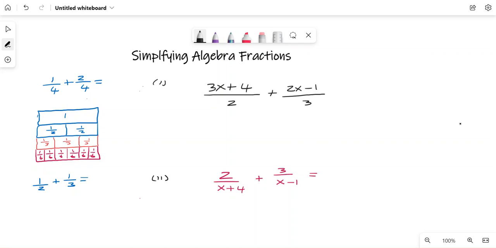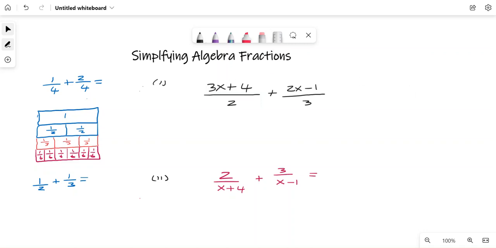Okay, so in this lesson we are going to look at simplifying algebra fractions. Algebra fractions are like these here. We have an algebra expression that has a fraction in it. So these are what are known as algebra fractions. We want to look at how to simplify them, in other words, how to add them together or collect them up.